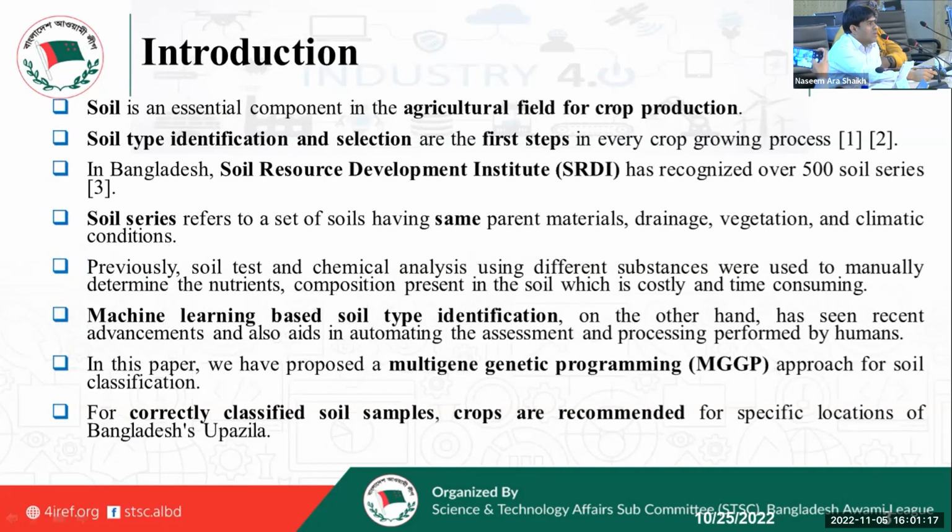Actually, soil is an essential component in the agriculture field for crop production, and soil type identification and selection are the first steps in the crop growing process. In Bangladesh, we know that the Soil Resource Development Institute has recognized over 500 soil series. And how do we define the soil series? A soil series is the set of soils that have the same parent materials, drainage, vegetation, and climate condition.